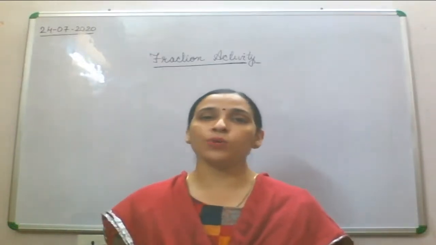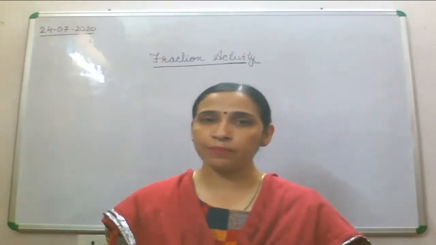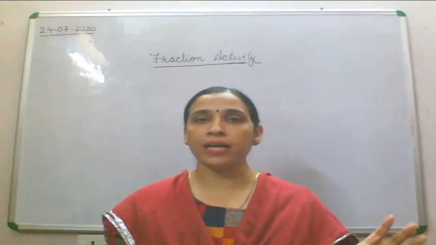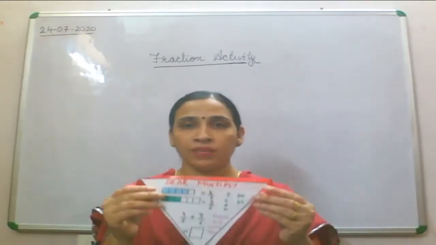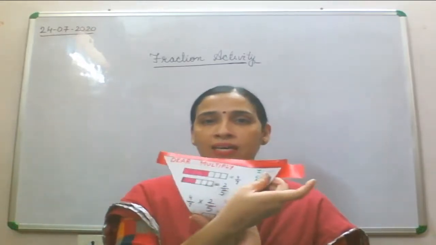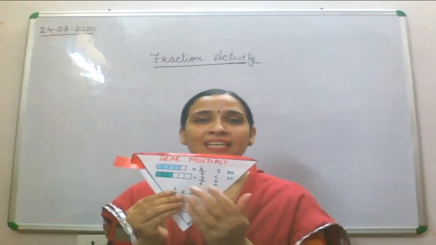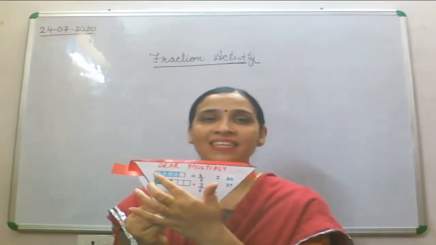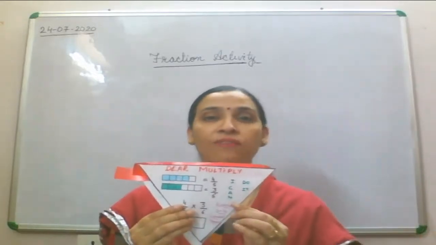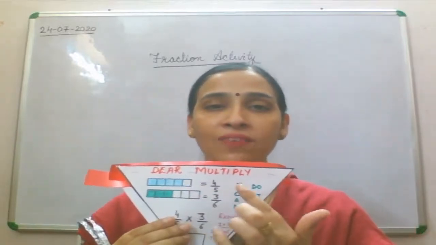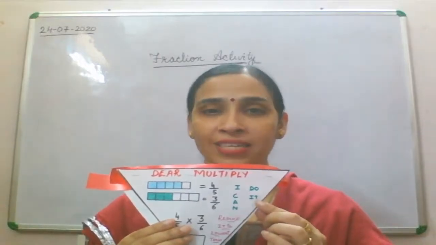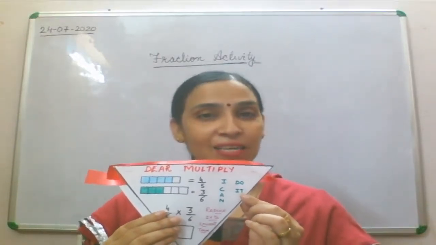In this activity we are going to take any A4 size page, as I have taken, and from that A4 size page you are going to cut out a triangle. See, you can cut out this kind of a triangle. Fine. And what I have written here: dear multiply. So we are not scared of this multiplication of fractions. Now what I have written here: I can do it, I can do it. Yes, dear multiply, I can do it.